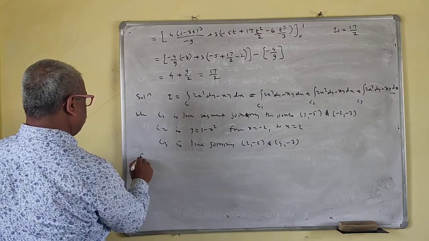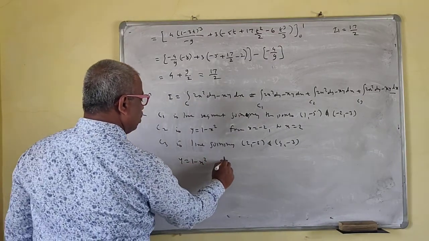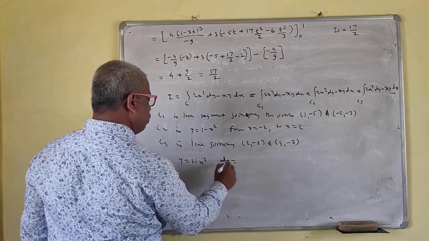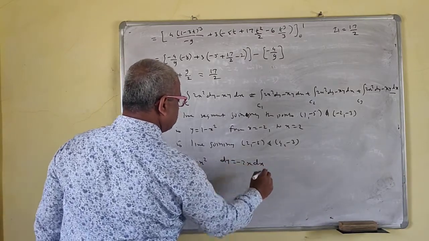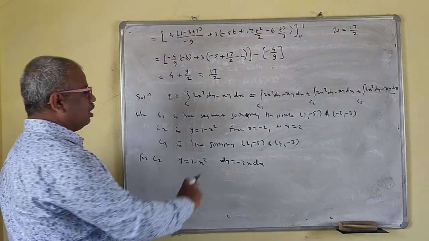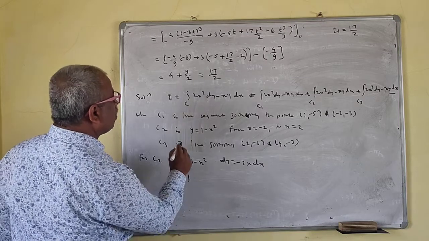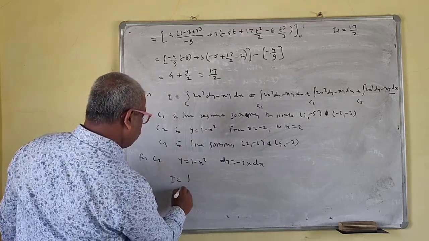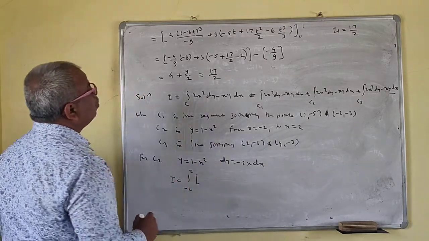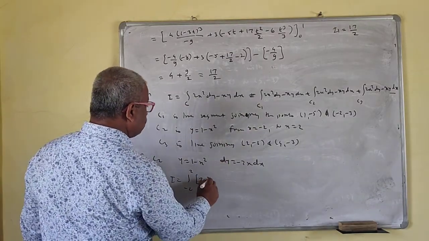Okay, so for C2, y is equal to 1 minus x square. So dy is equal to minus twice x dx. The range of x is given to you. So your I is the integration from x equals minus 2 to 2 of twice x square. We are integrating with respect to x.